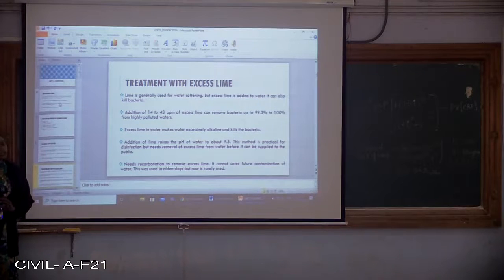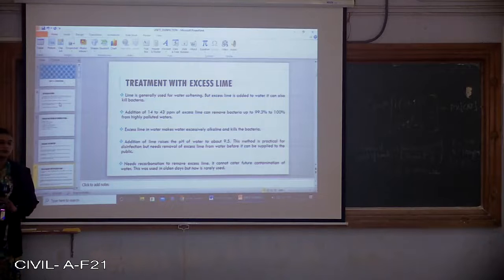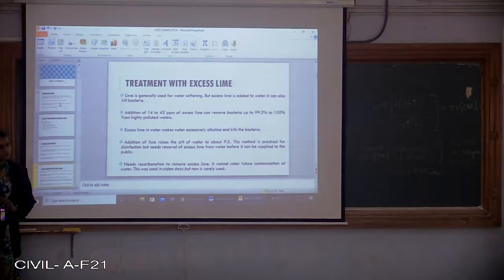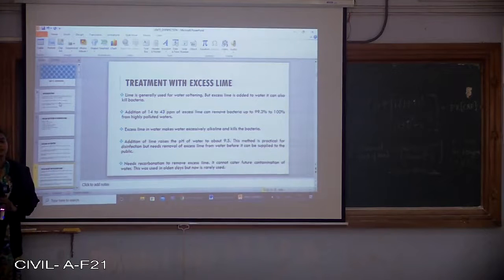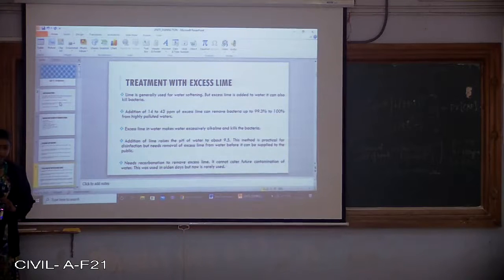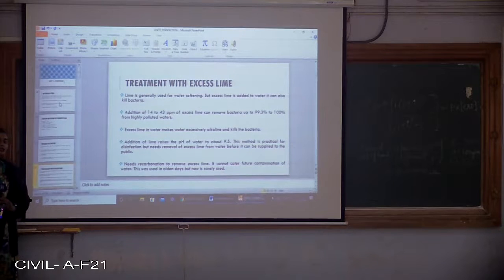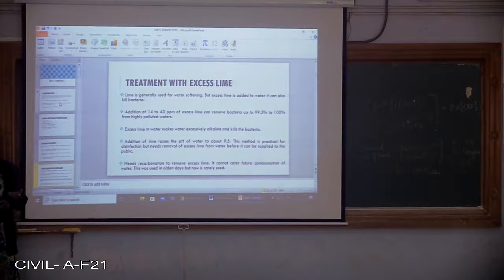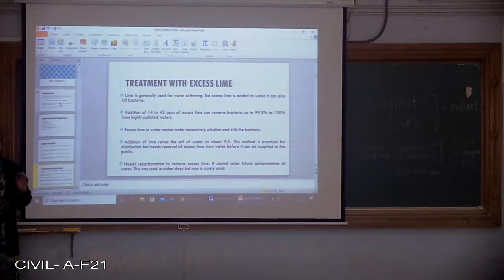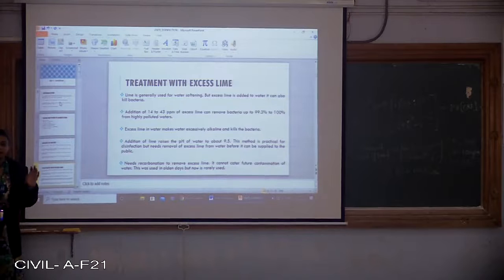One of the disadvantages of this particular treatment is that when you add lime in excess. If the lime is added in the required quantity, it only softens the water. But when an excess of 14 to 43 ppm of lime is added, it kills the germs 100%. When you add this excess lime, after the process, whatever lime is in excess has to be removed before going for the supply to the public.